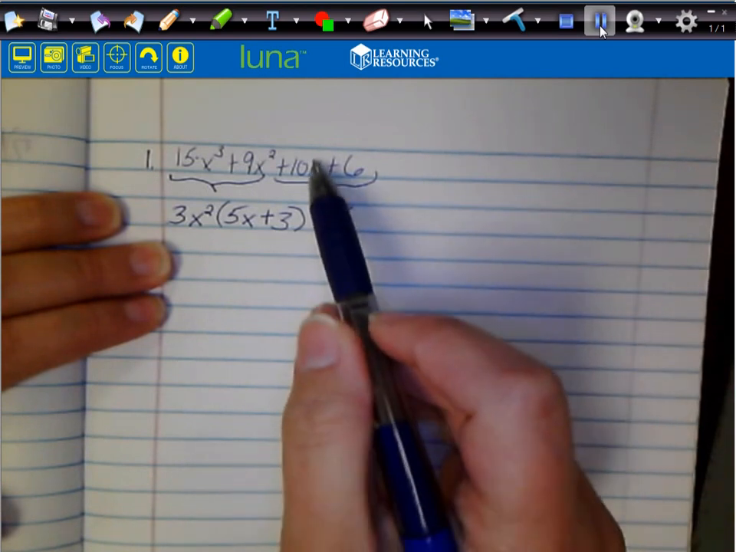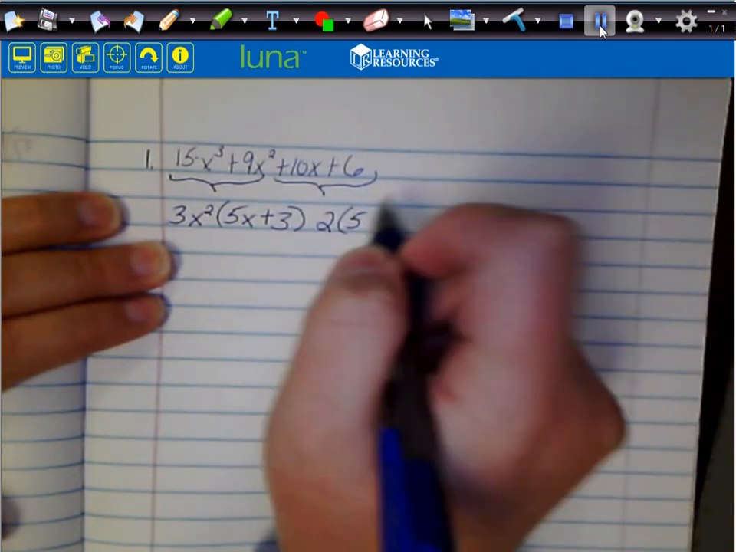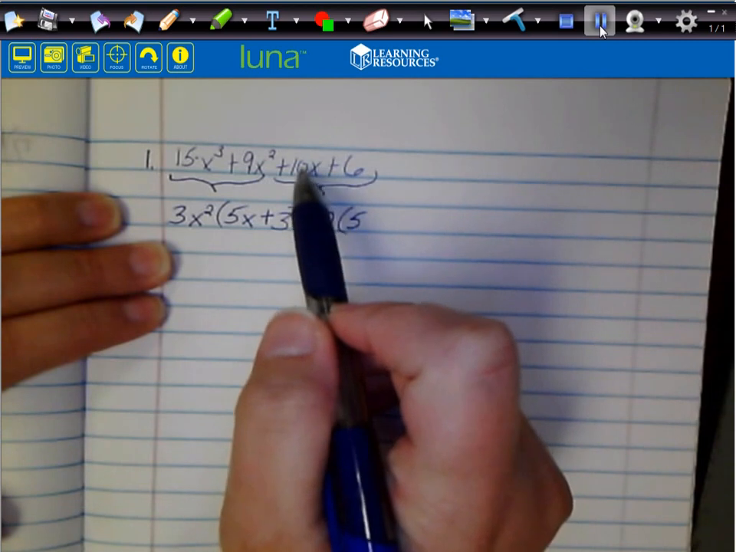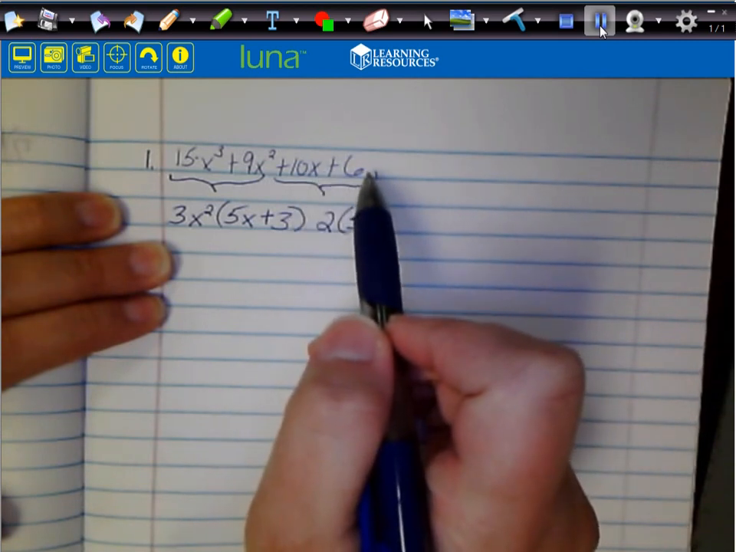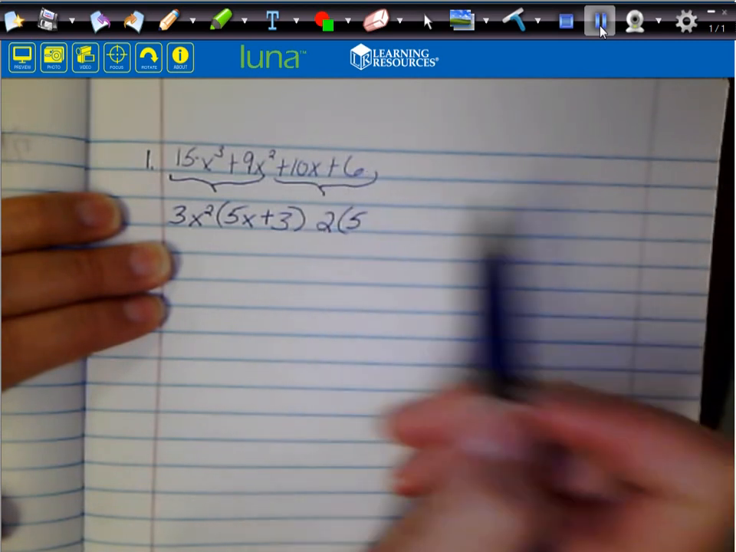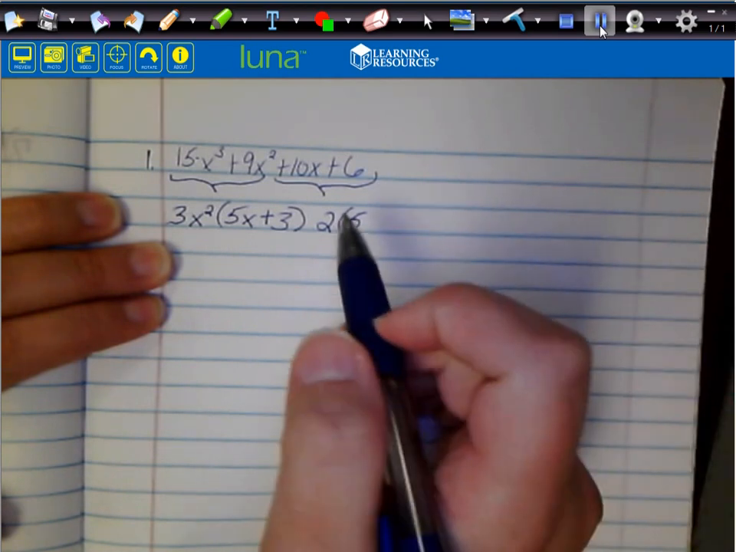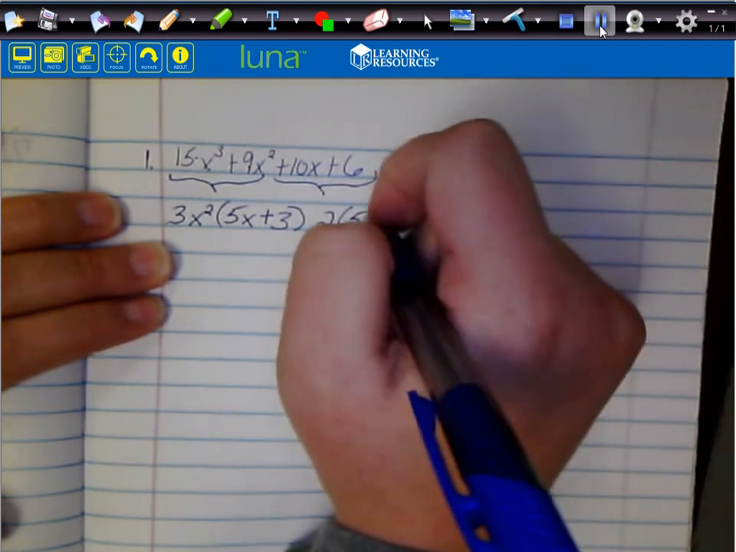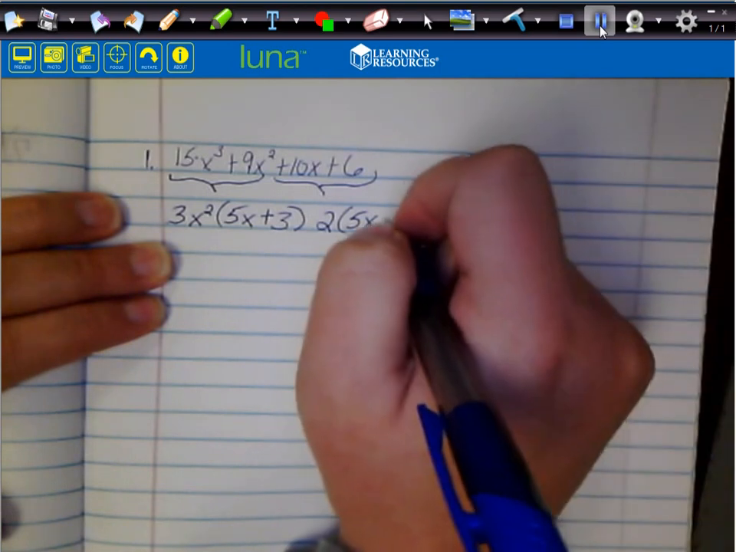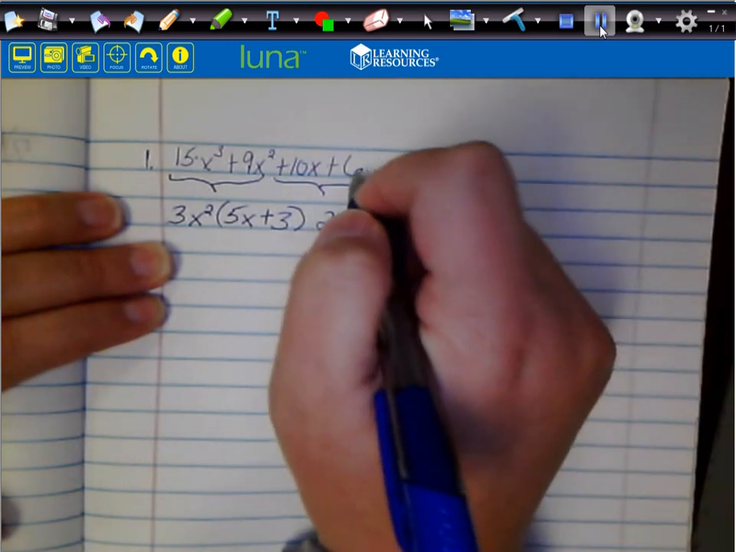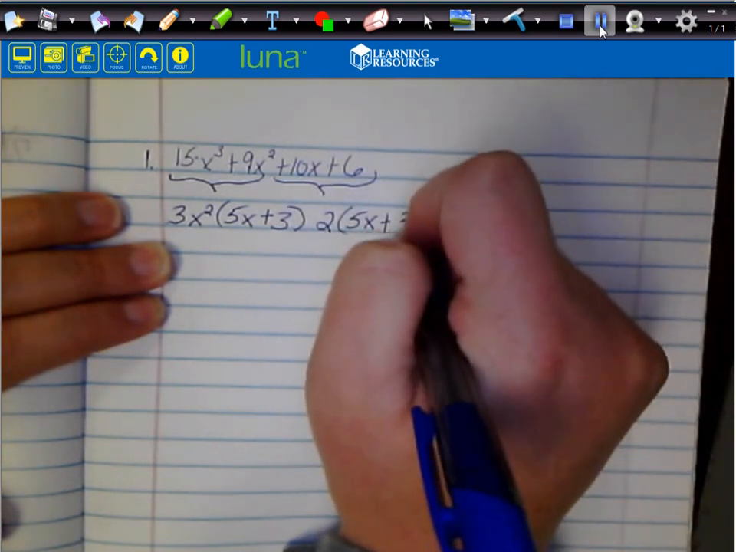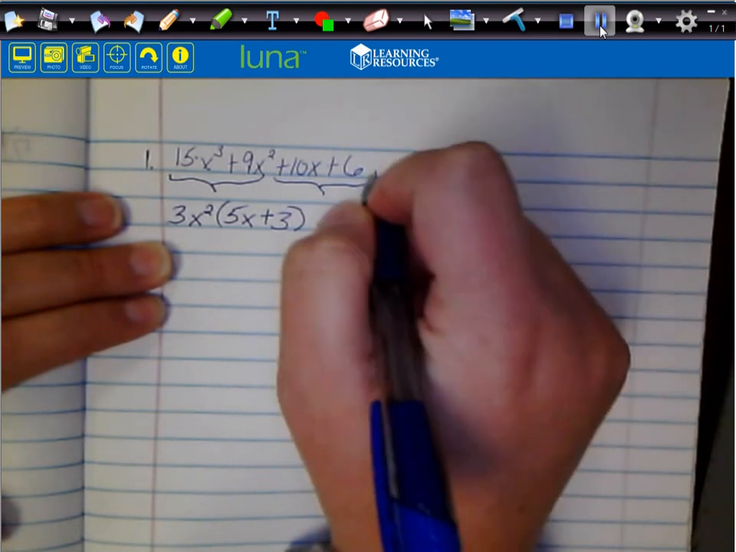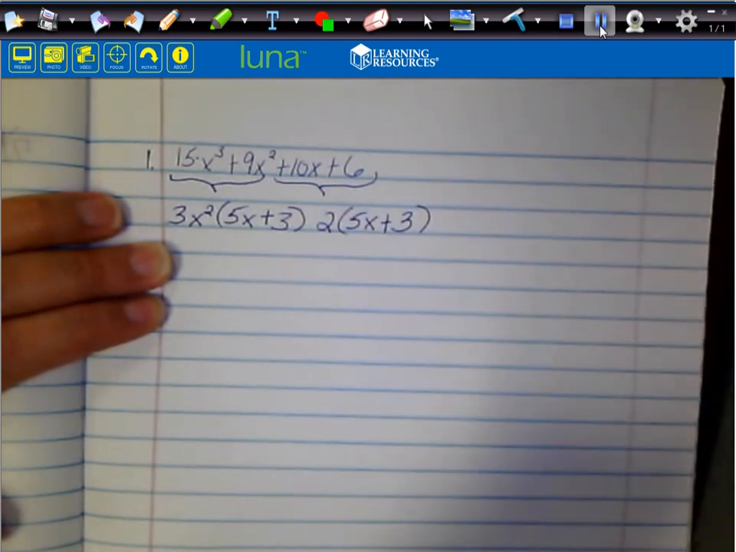So I'm going to say 10 divided by 2 is 5. And here I can't take out any x's because the 10 has an x, but the 6 does not have an x. So the only thing I can take out here is the 2, because they don't both share an x in common. So I'm just going to bring that x down. Plus 6 divided by 2 is 3, or 2 times 3 is 6. Either way you want to think about that.